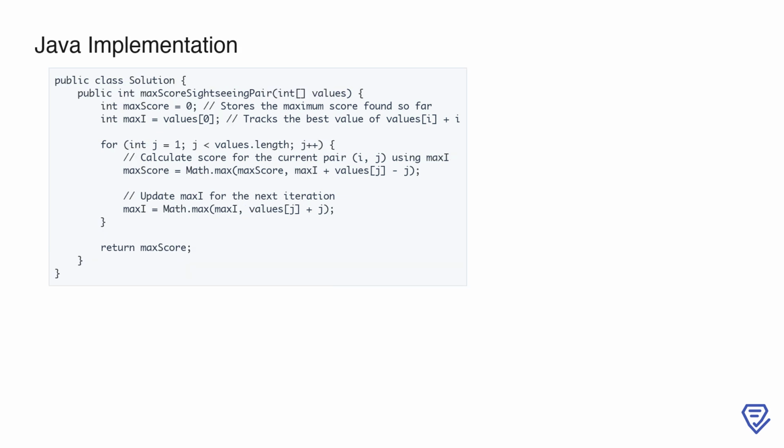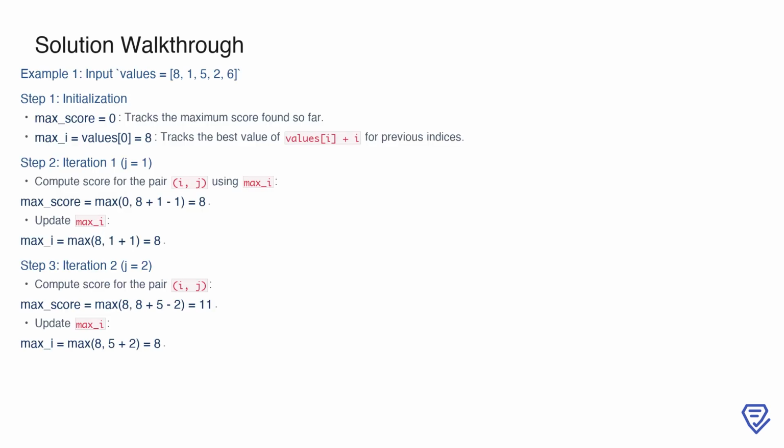This is the Java implementation for LeetCode problem number 1014, Best Sightseeing Pair. The logic mirrors the Python solution, where we iterate through the array to calculate the maximum score for sightseeing pairs. Key differences include the use of Java's Math.max for comparisons and type declarations for variables. The solution maintains a running maximum for values[i] + i, and evaluates potential scores efficiently in a single pass, ensuring O(n) time complexity. To solve this problem, we start with the input array values equals [8, 1, 5, 2, 6].